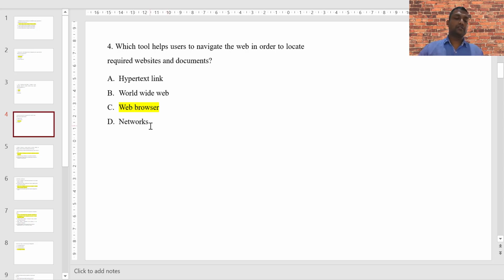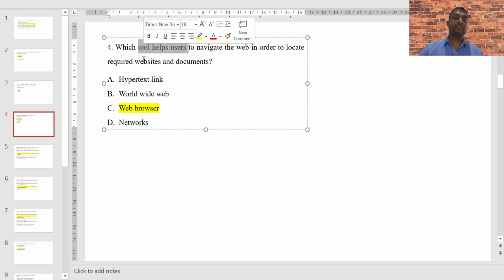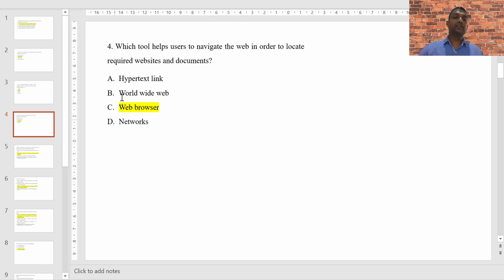Networks, we know, are the physical methods or devices and equipment that we use to access the information. The web browser is the software, so which tool helps users? This means that this is the tool that helps us to access websites and other documents. So we need a web browser to access these tools.